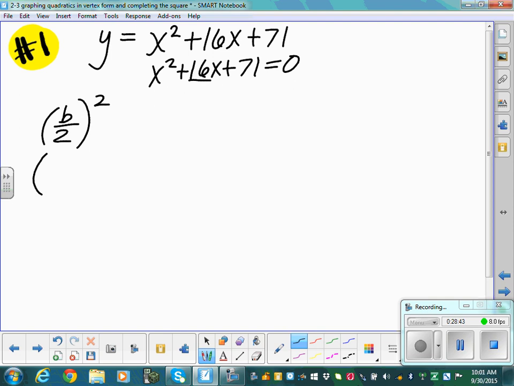16. Not 16x, it's 16, right? B is the value in front of x. So we're going to take 16 divided by 2. I'm going to show all my work. If you show your work, you're going to help yourself. So I'm going to show all my work.